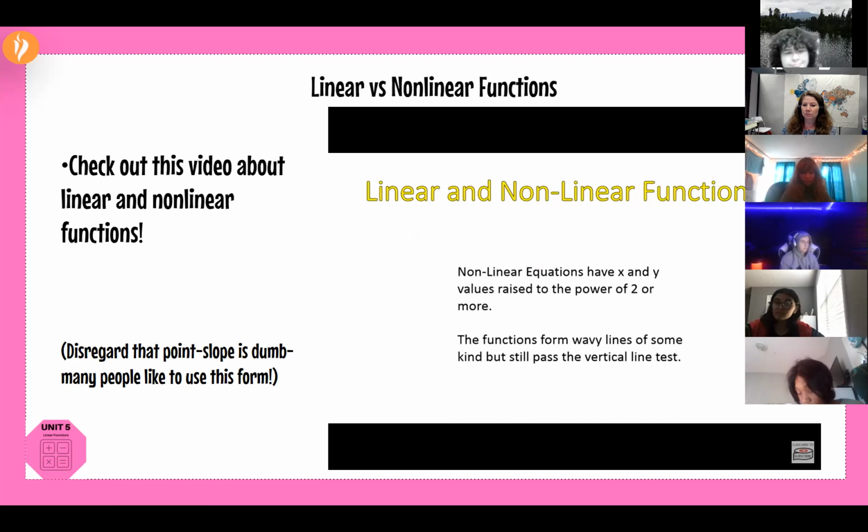Now, nonlinear equations have an x or y value that's usually, again, there are some exceptions, raised to the power of 2 or more. Whenever x is raised to a power of 2 or more, it's going to form a nonlinear function. They may form waves or curves or all sorts of different funky things. But when they're raised to the power of 2 or more, they're going to form something other than a line. However, they will still be functions.